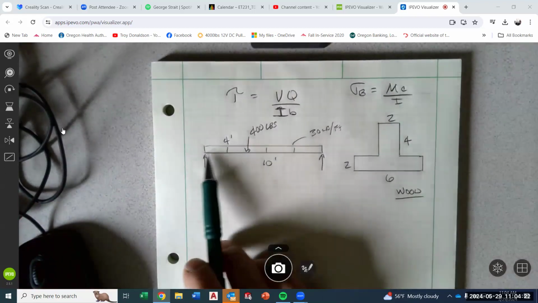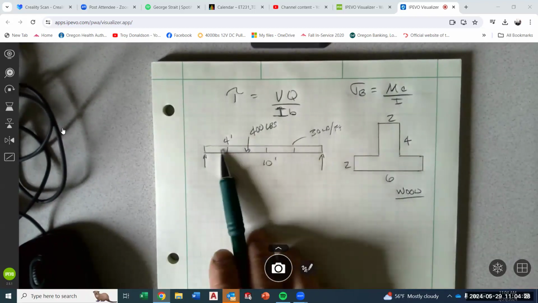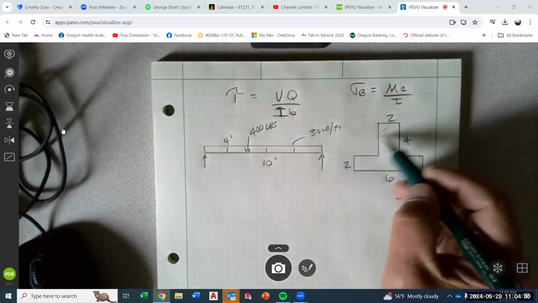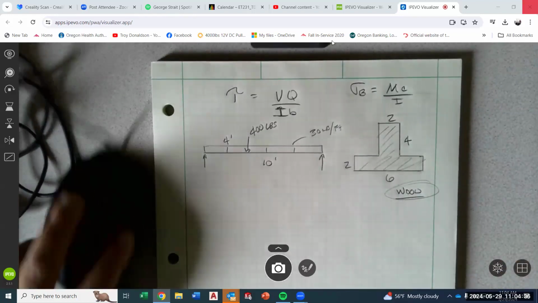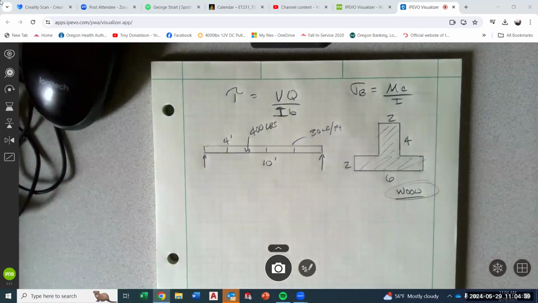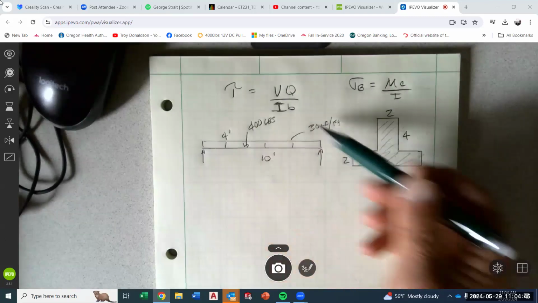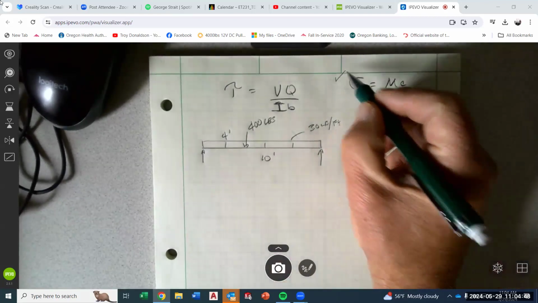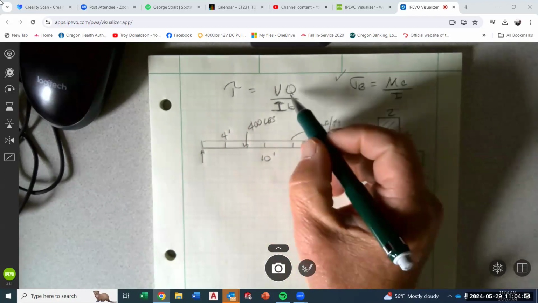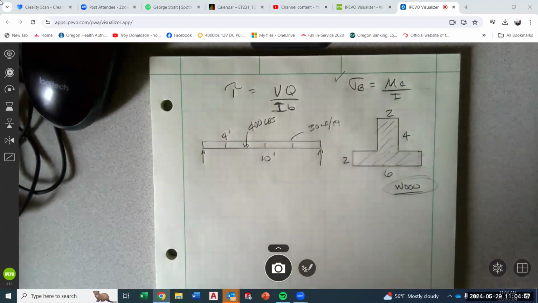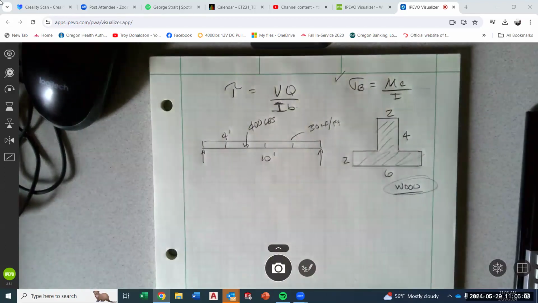This is our beam right here, a 10-foot beam, with a 400-pound load at 4 feet, and then a 30-pound distributed load. This is the cross section, and I made it wood just to keep it simple. The idea here is we're given everything. This is an analysis problem. We're given the beam and the loading condition, and we just want to know, is the bending stress okay? MC over I. Is the shear stress okay? And that's going to be VQ over IB. I'm going to work all the way through it so you can follow along as you need.